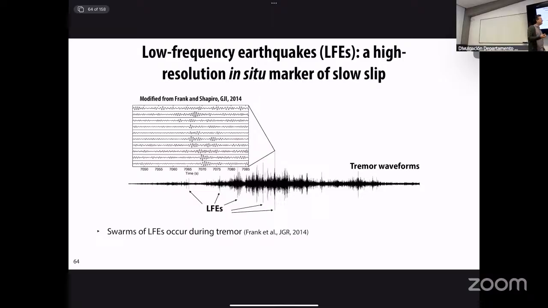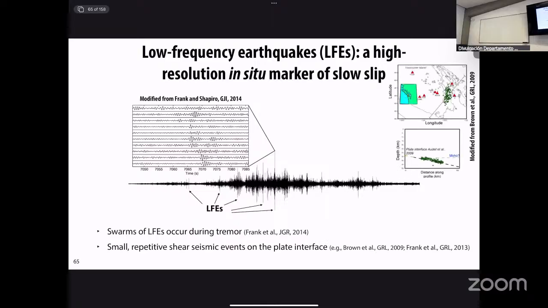And you can then pick that S wave and you can locate that low frequency earthquake in a way that you cannot do with the tremor. And you can see that this is happening over just several seconds instead of 30 minutes. And so you're able to catalog and identify these low frequency earthquakes with much more precision.